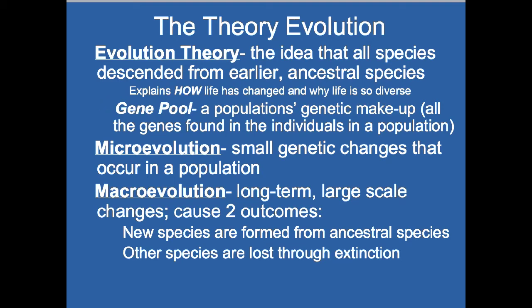A couple terms to know: gene pool, a population's genetic makeup, so all the different types of genetic makeup within that population. We have two different types of evolution you could look at: micro, meaning small evolution, small genetic changes within a population, so you could look at the variation within one population. And then macroevolution, long-term, large-scale, and causing speciation, and how new species can be formed from ancestral species.